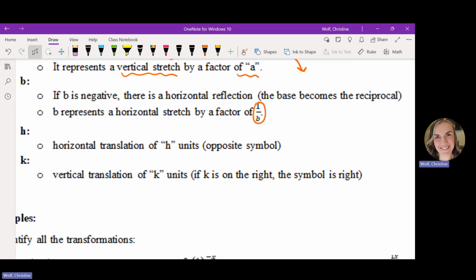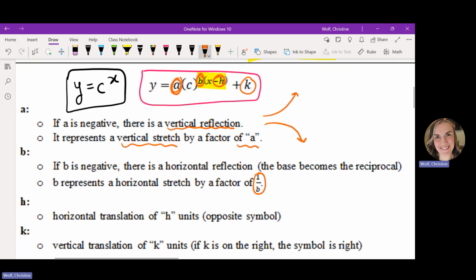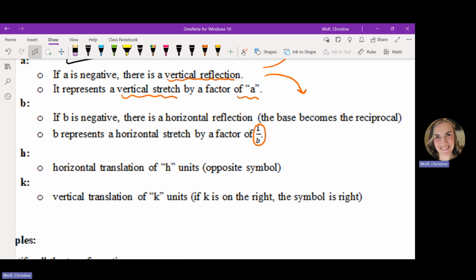Okay, and then H is just the horizontal translation. So that's this number right here in brackets with H. That's how much we shift it left or right. Remember that? And it's always the opposite symbol. So when we pull it out, we take the opposite symbol. So if it's a -2, that means we actually go to the right 2, +2 to the right.